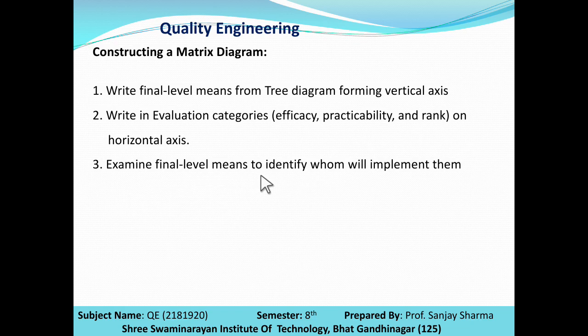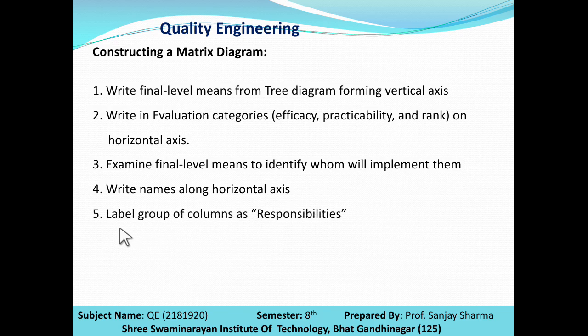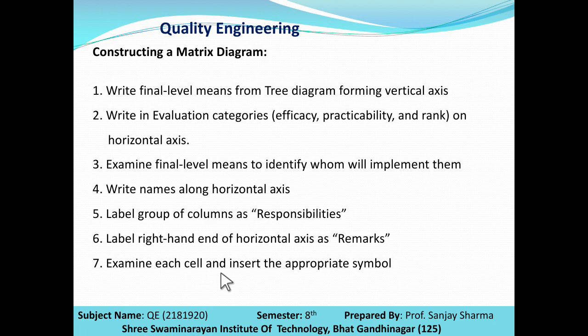Examine final level means to identify who will implement them. Write names along the horizontal axis and label the group of columns as responsibilities. Label the right hand of the horizontal axis as remarks. Examine each cell and insert the appropriate symbol.